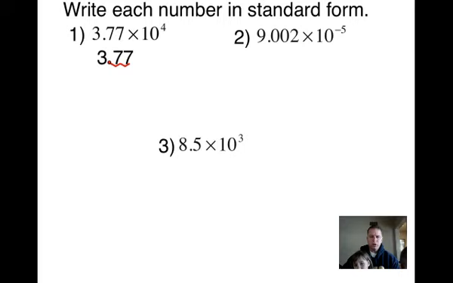So what do you think we could put? We need another number. What numbers have we been getting rid of? What have been disappearing? Zeros. So let's put some zeros in there. 1, 2. So we moved 4 spots to the right, and that gives us 37,700.